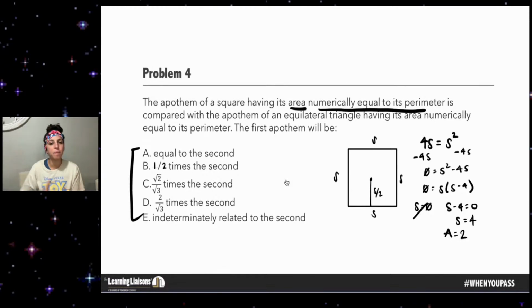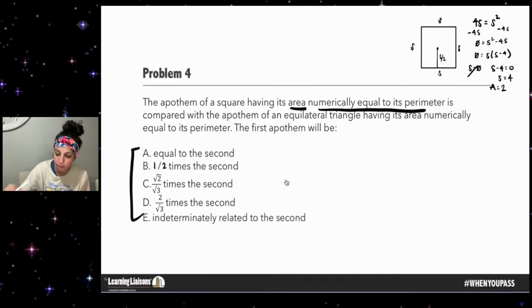So we have the apothem of our square, and I'm going to take this and just shrink it down a little bit and throw it up here. And now I'm going to do the same process for my triangle. I have an equilateral triangle.